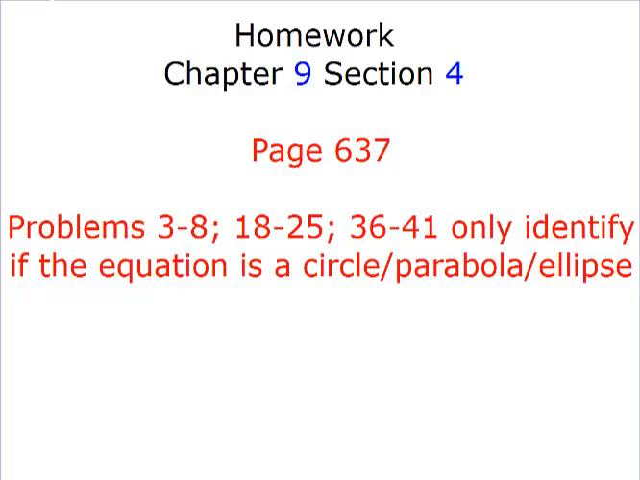So if you can't tell, the assignment's not huge, but 3 through 8 is graphing. 18 through 25 is the second type of problem, where they give you two characteristics and they want you to find the equation. So once you get this copied down, you have the rest of the hour to get to work. 15 minutes.